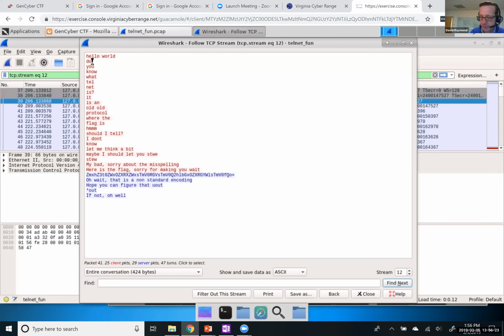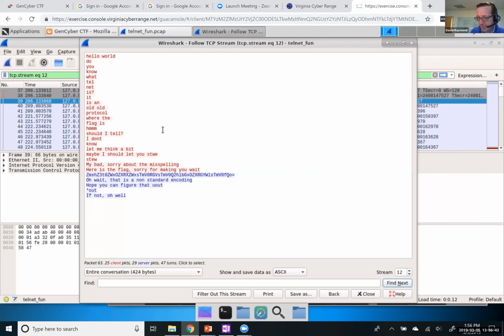It says, hello world, do you know what Telnet is? It is an old school protocol where the flag is, should I tell? I don't know. Let me think about it. Maybe I should stew. My bad, sorry about the misspelling. Okay, so it says, here is the flag. Sorry for making you wait.